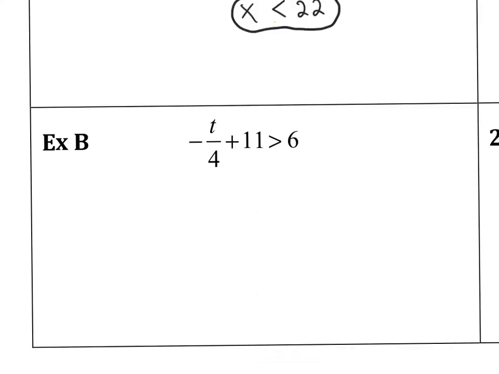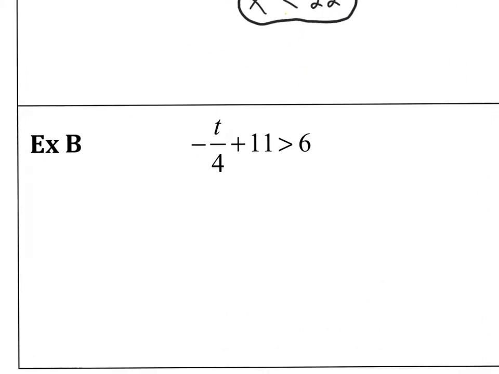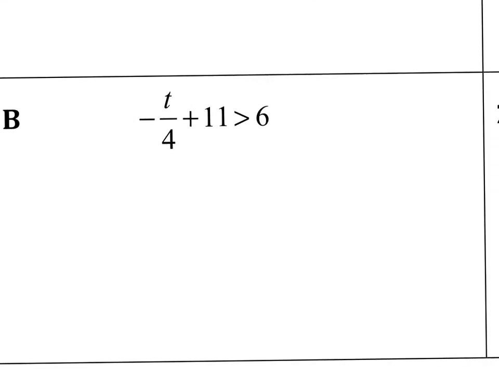Example B is very similar to the one we just did, example A. It is two-step, so we are going to start off by subtracting 11 from both sides. Remember, we're undoing the order of operations, so adding and subtracting come last in the order of operations. So when we're undoing things, I'm going to undo the adding and subtracting first.